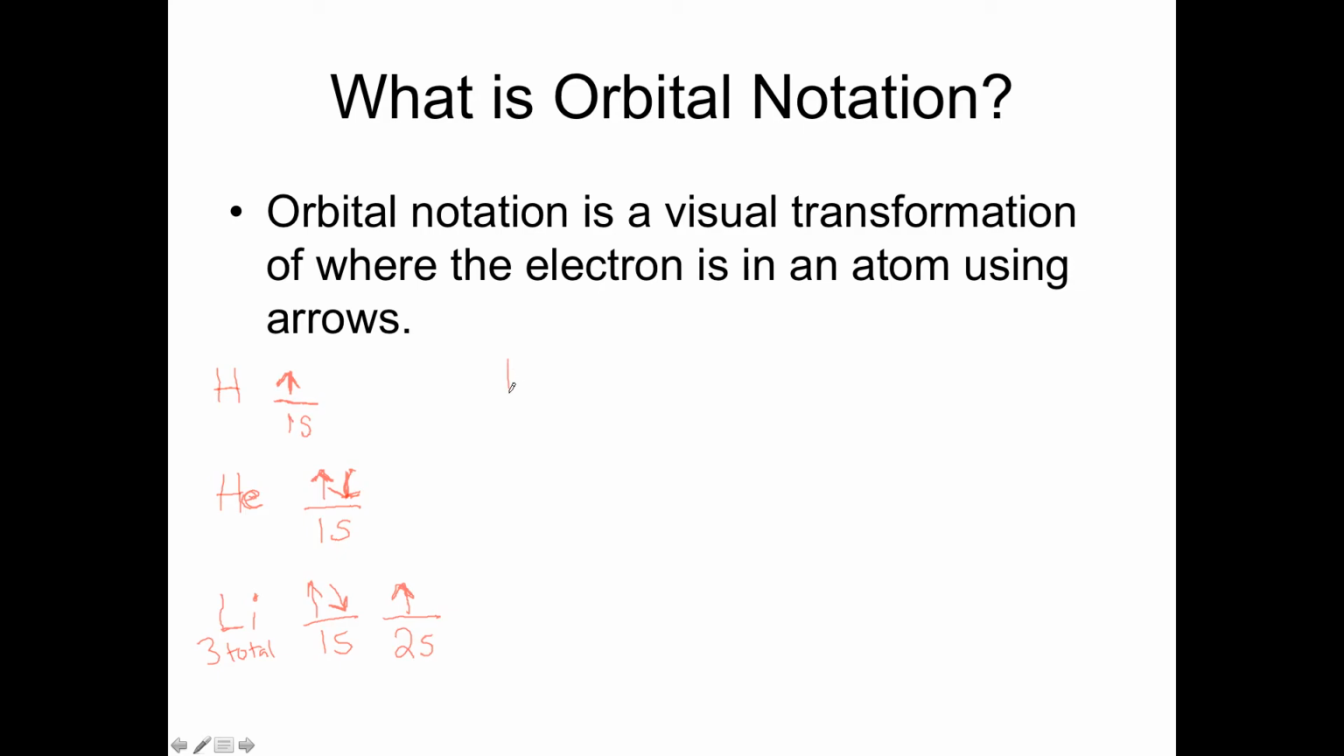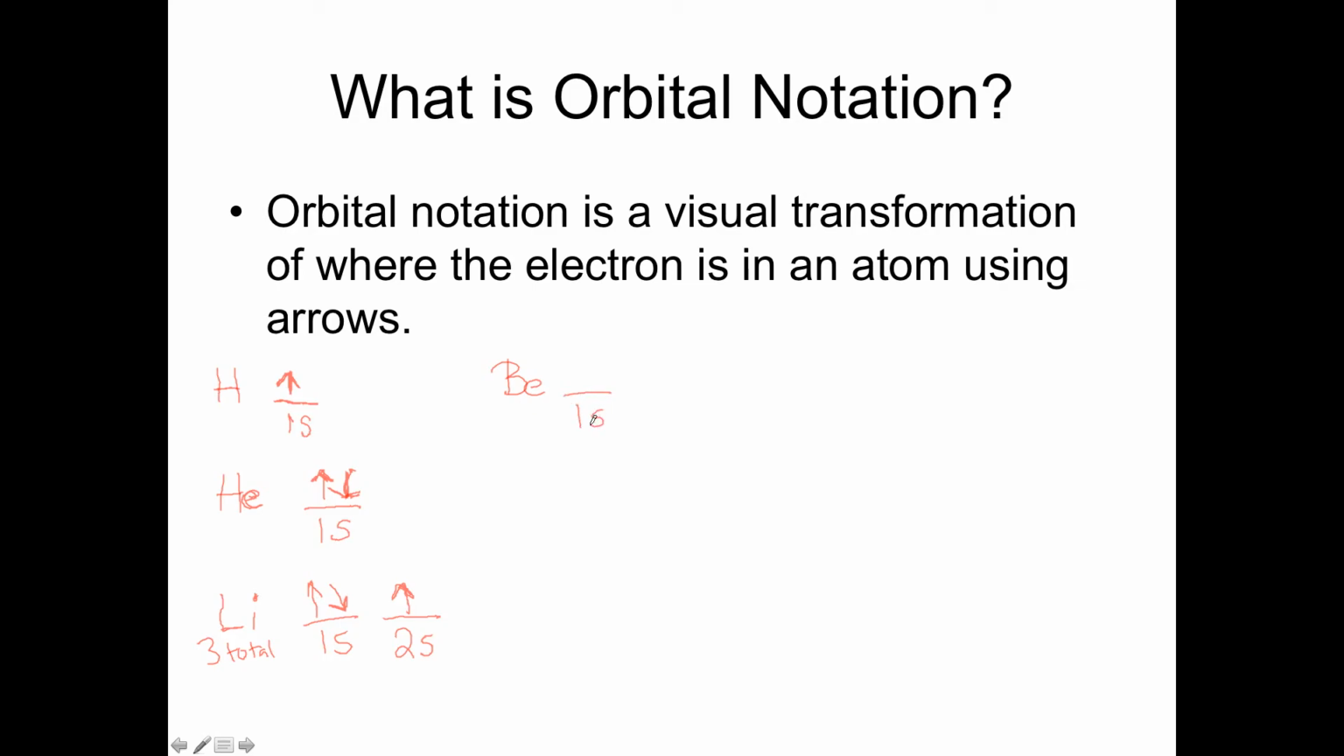Let's try beryllium. Now, some of you might be saying, well, this is getting a little confusing. I'm a little lost here. Let me just do a few more, and I think you'll start to understand the pattern. So beryllium, number of electrons, 4. It's number 4 on the periodic table.